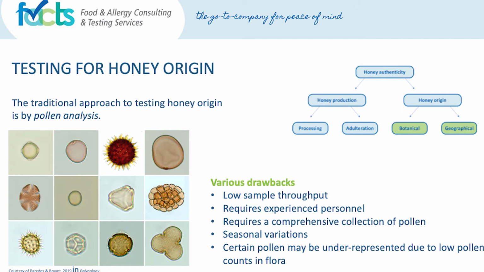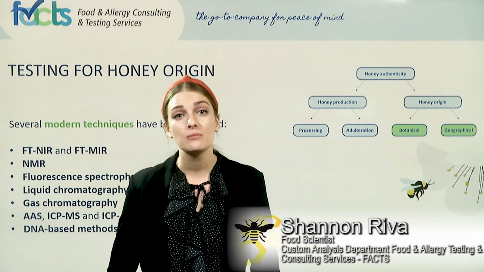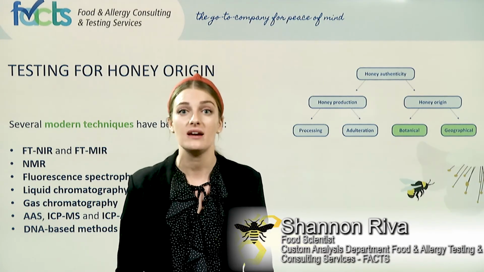Moving on to looking at honey origin, the traditional approach to testing honey origin has been through pollen analysis. Although this technique has several advantages, specifically looking at the pollen that is present, but also the pollen that's absent from a honey sample, there are various drawbacks to this method. There's a low sample throughput, the fact of seasonal variation, experienced personnel are required, as well as a comprehensive collection of pollen, and also that some pollen may be underrepresented in certain flora due to just natural low pollen counts.